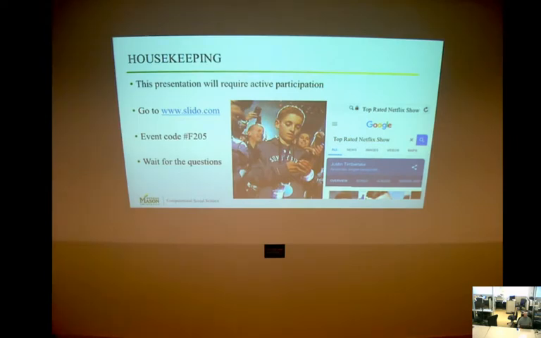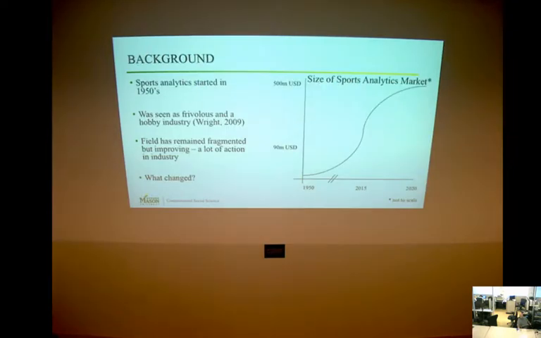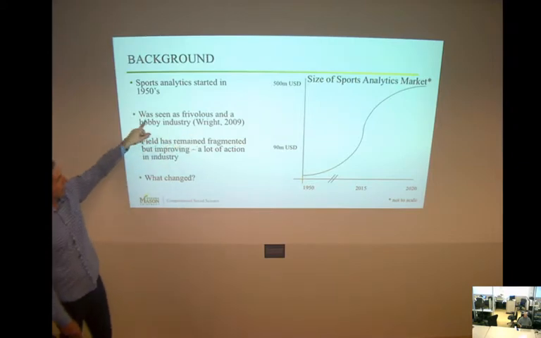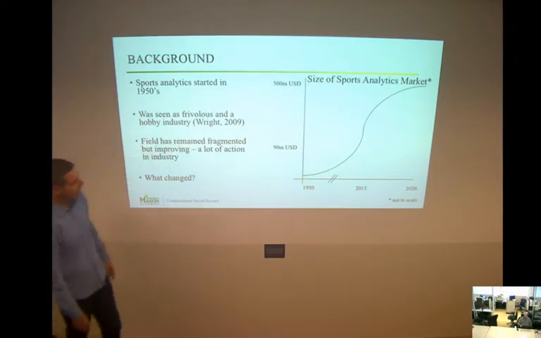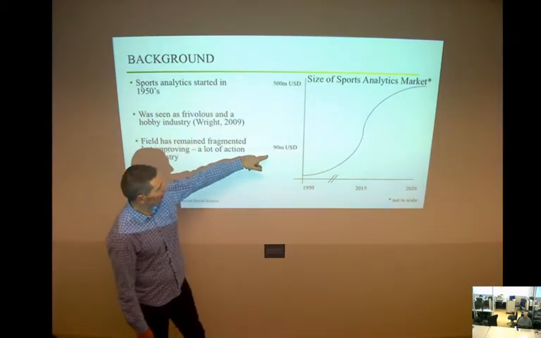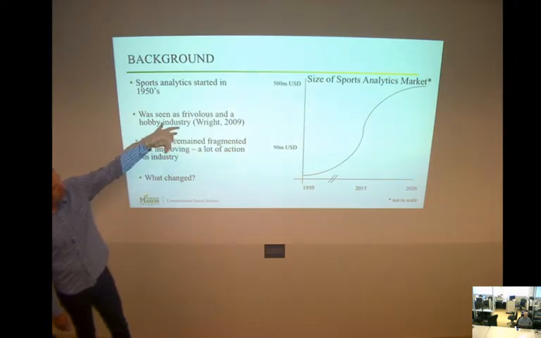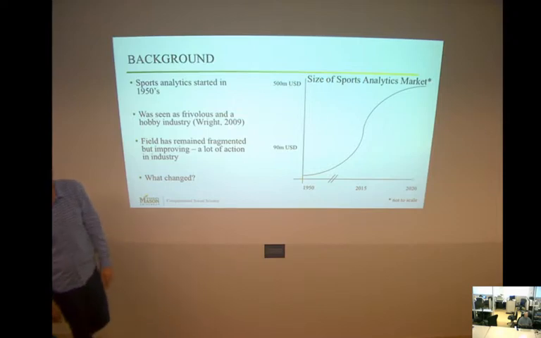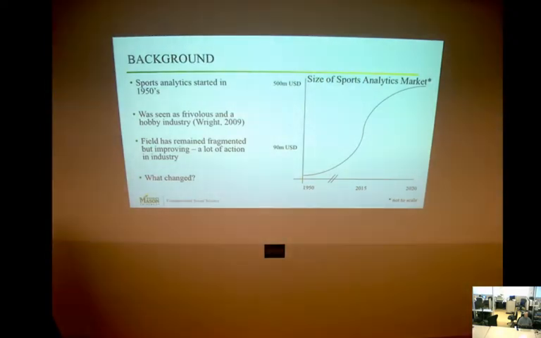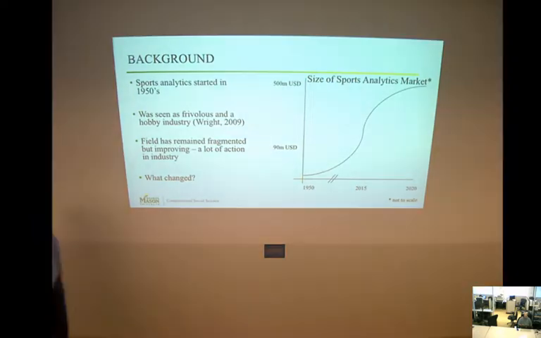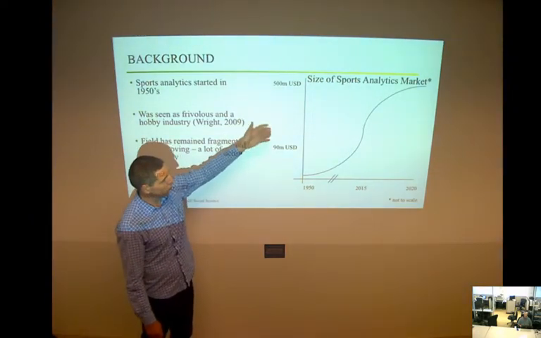Sports analytics, the field started in the 50s. It started mainly with an OR background or interest in sports. There was a paper by Wright, and it was seen as a frivolous and a hobby industry. But in 2015, the revenue produced by sports analytics was $90 million US. By 2020, that's meant to go to $500 million. We've seen Rob discuss the take up of agent-based modeling and game theory, but you can see this exponential growth in sports analytics.